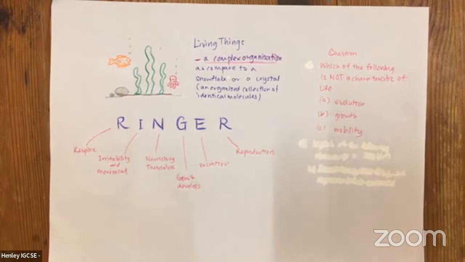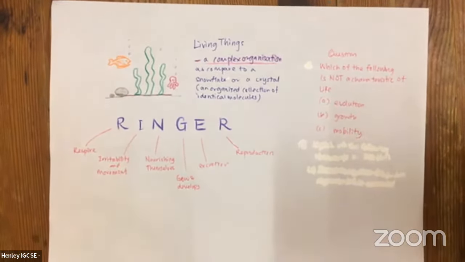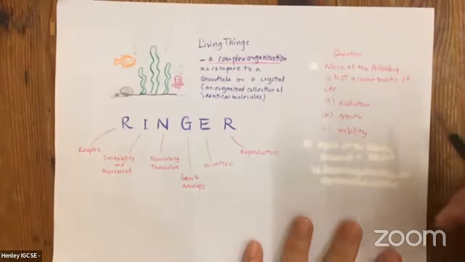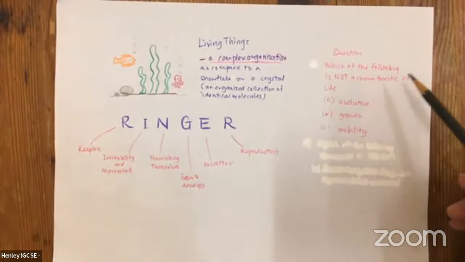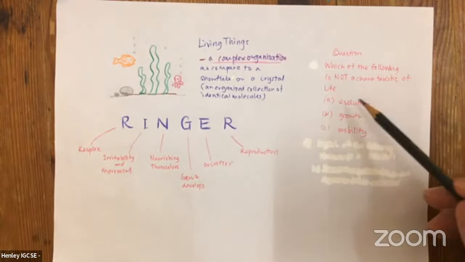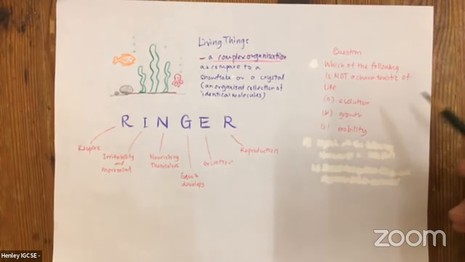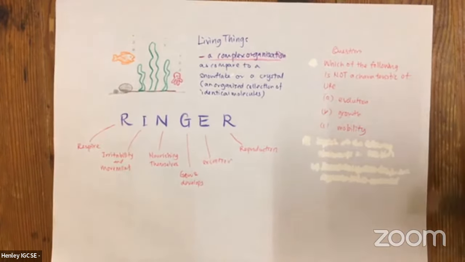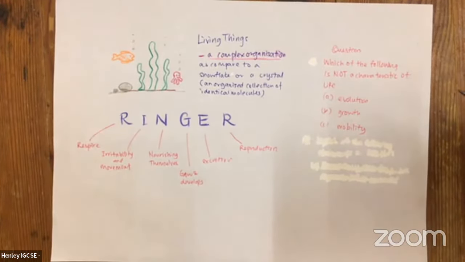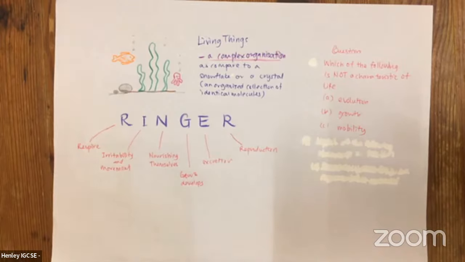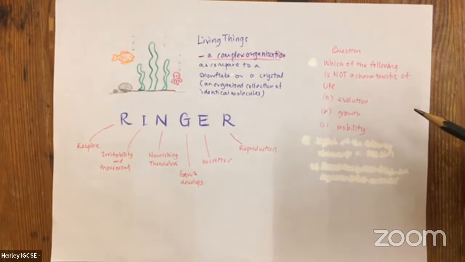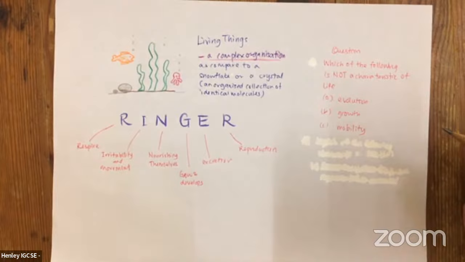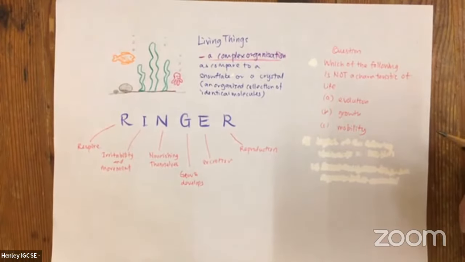Okay, I have one question for you. Which of the following is not a characteristic of life? Just now we have six, right? And we have seven also. Can you relate back to see which of A, B, C is not a characteristic of life? A is evolution, B is growth, and C is mobility.